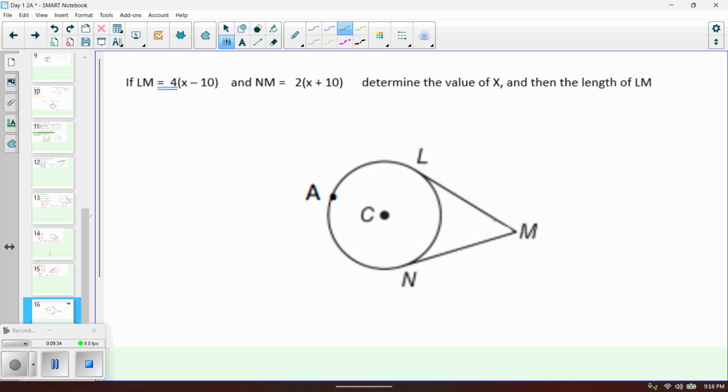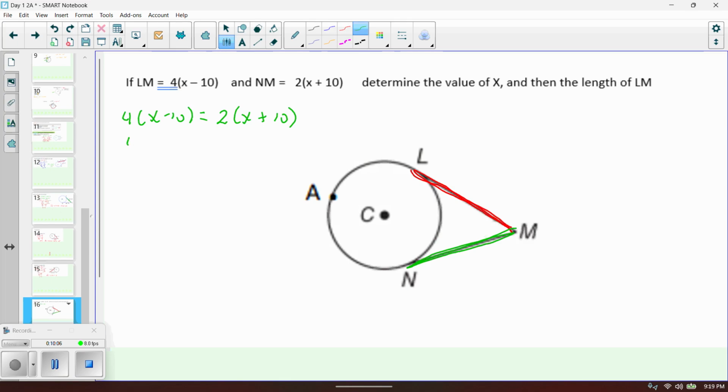It tells us that LM, which is this one, is 4 times x minus 10, and that NM, which is this one, is 2 times x plus 10. We know they have to be equal to each other, so we will do that. 4 times x minus 10 has to equal 2 times x plus 10. So let's go ahead and distribute to do our algebra.